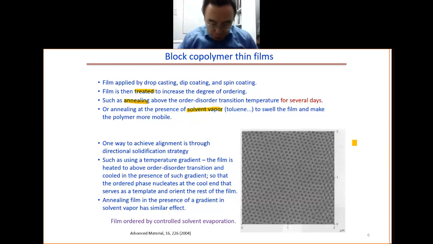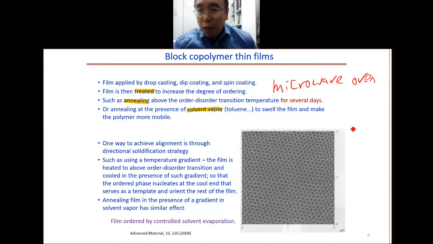But there is a Canadian professor who used a microwave oven for self-assembly. This is the microwave oven, a normal kitchen microwave oven. What she did: you have this microwave oven, and you put a beaker with some solvent here. This can be, for example, toluene. Then you put your wafer here.